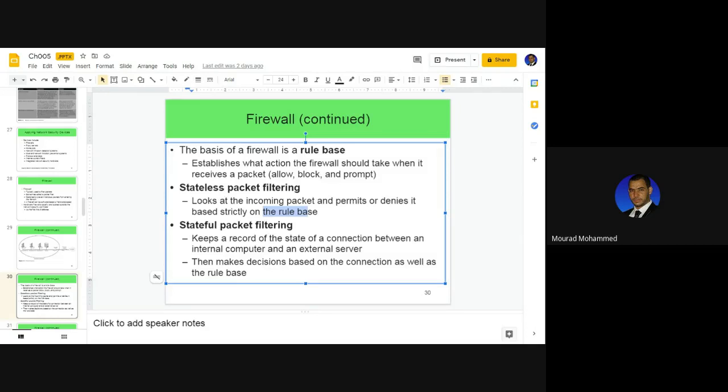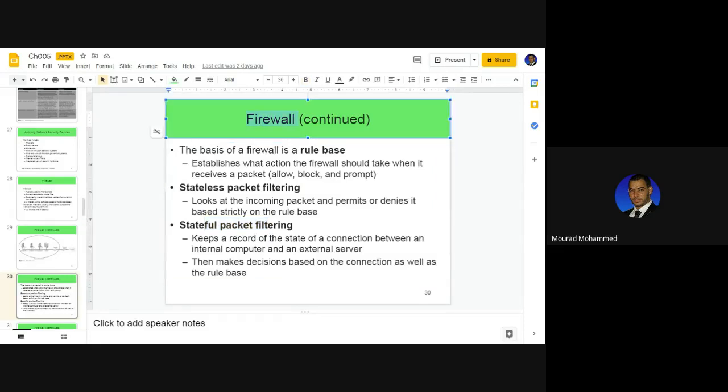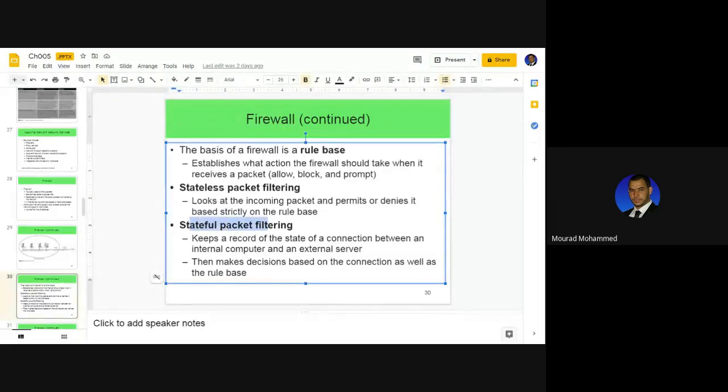The second category is the stateful packet filtering. Here it is a more technical and more sophisticated kind of firewall, but there are drawbacks to this category. It is more technical and, somehow, more efficient. We are not comparing which is better, but this is another category.